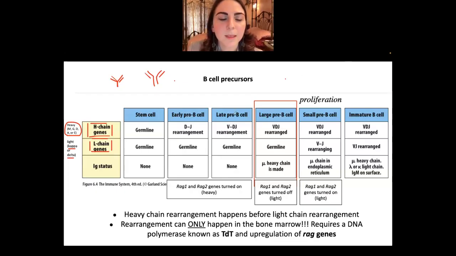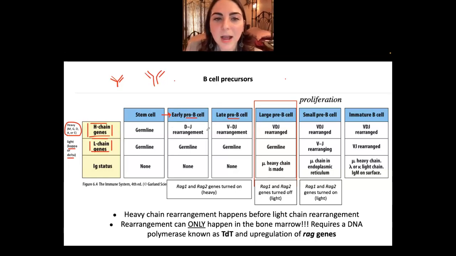Okay, so I'm going to go through this slide, and if you're very confused, I'm going to put this in pictures because I think it's a lot easier to see. But once we have a stem cell, nothing's really happening right now. And then we start to go through the next stage of B cell development where we have an early pro-B cell. So it's called a pro-B cell.